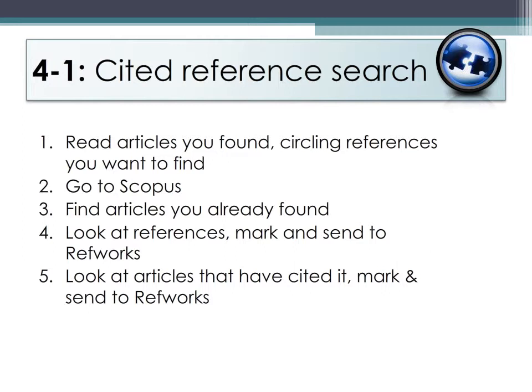To use this, we will use a tool called Scopus. Scopus keeps track of who's citing who. This means that you can find an article you already have and look up those references that they cited when they wrote the paper, plus the articles that have cited that paper since it came out. We will do an example.